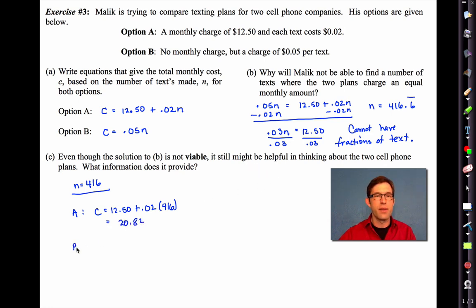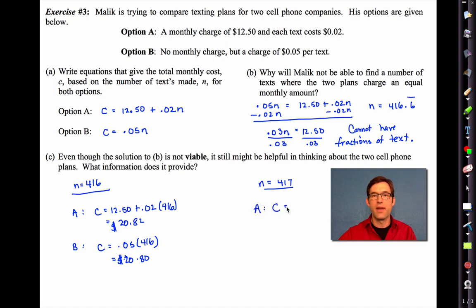On the other hand, plan B, well, that cost is just going to be 0.05 times 416. These should be pretty close, right? 0.05 times 416, and that's going to be $20.80. Whoops. So plan B is cheaper, just barely, right? Now, on the other hand, when we get to 417 texts, watch what happens.